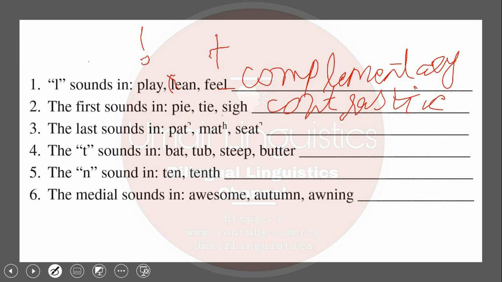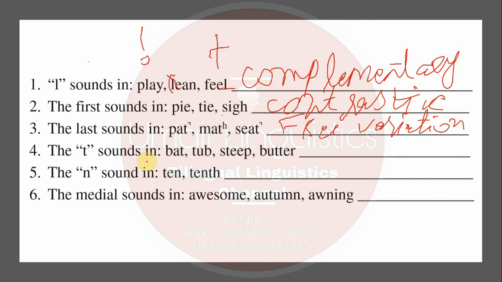Then the next word, the last sounds in pat, mat, and seat. We know whenever a stop like th, p, k comes at the end of a word, the speaker has an option. Sometimes the speaker pronounces it unreleased, like pat, and sometimes pronounces this th sound like seat or mat. This is the released, or the aspirated version. Because the speaker has the option to pronounce it either unreleased or released, it is free variation, because it is not restricted to environments.